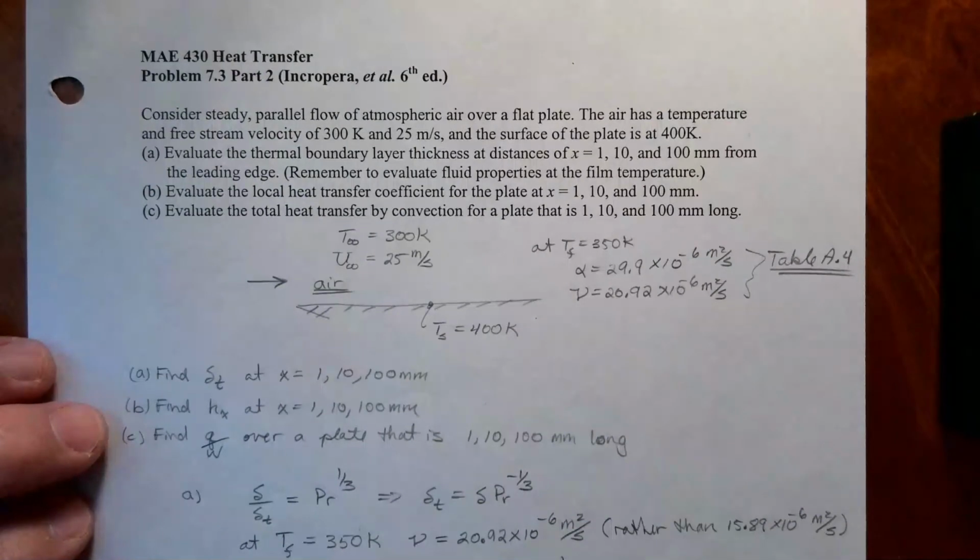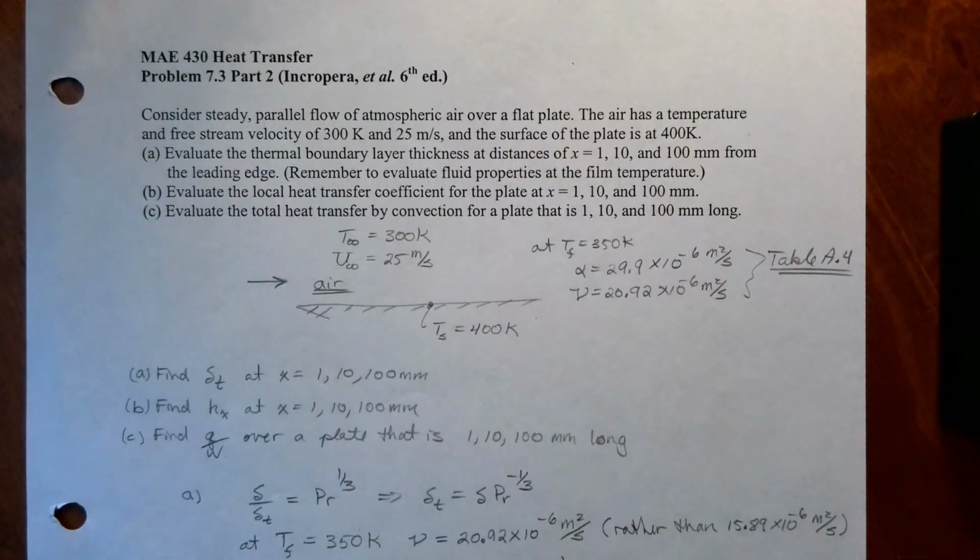So part 2, let's continue this example. We'll take this same flow situation, call this part 2 of that example, and now we're going to do similar calculations. Let's figure out what the thermal boundary layer is at locations 10 and 100. I also have 1 thrown in here too. Then also calculate the heat transfer coefficient. So finally we're getting to a calculation for the heat transfer coefficient, the whole point for this chapter. And then ultimately the total heat transfer by convection through the plate.